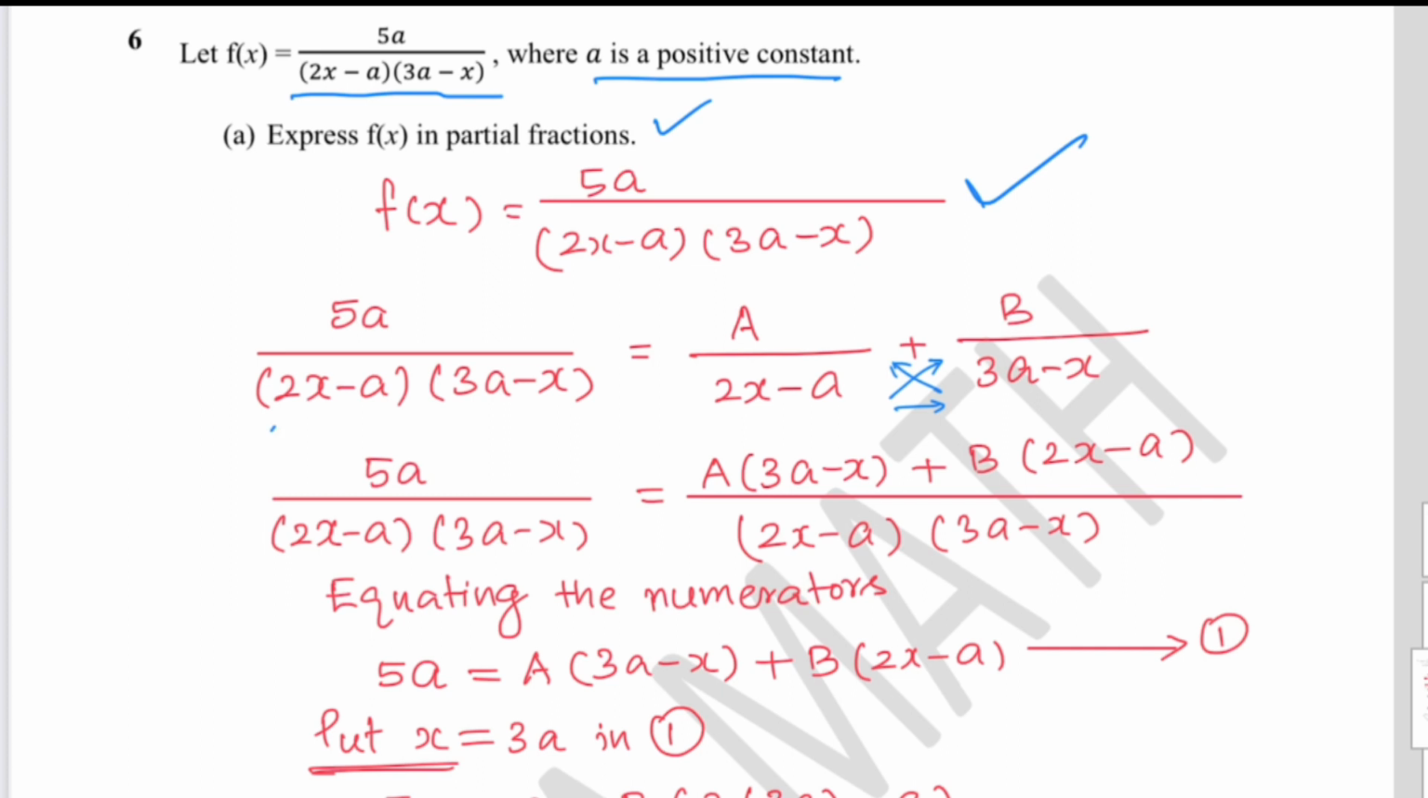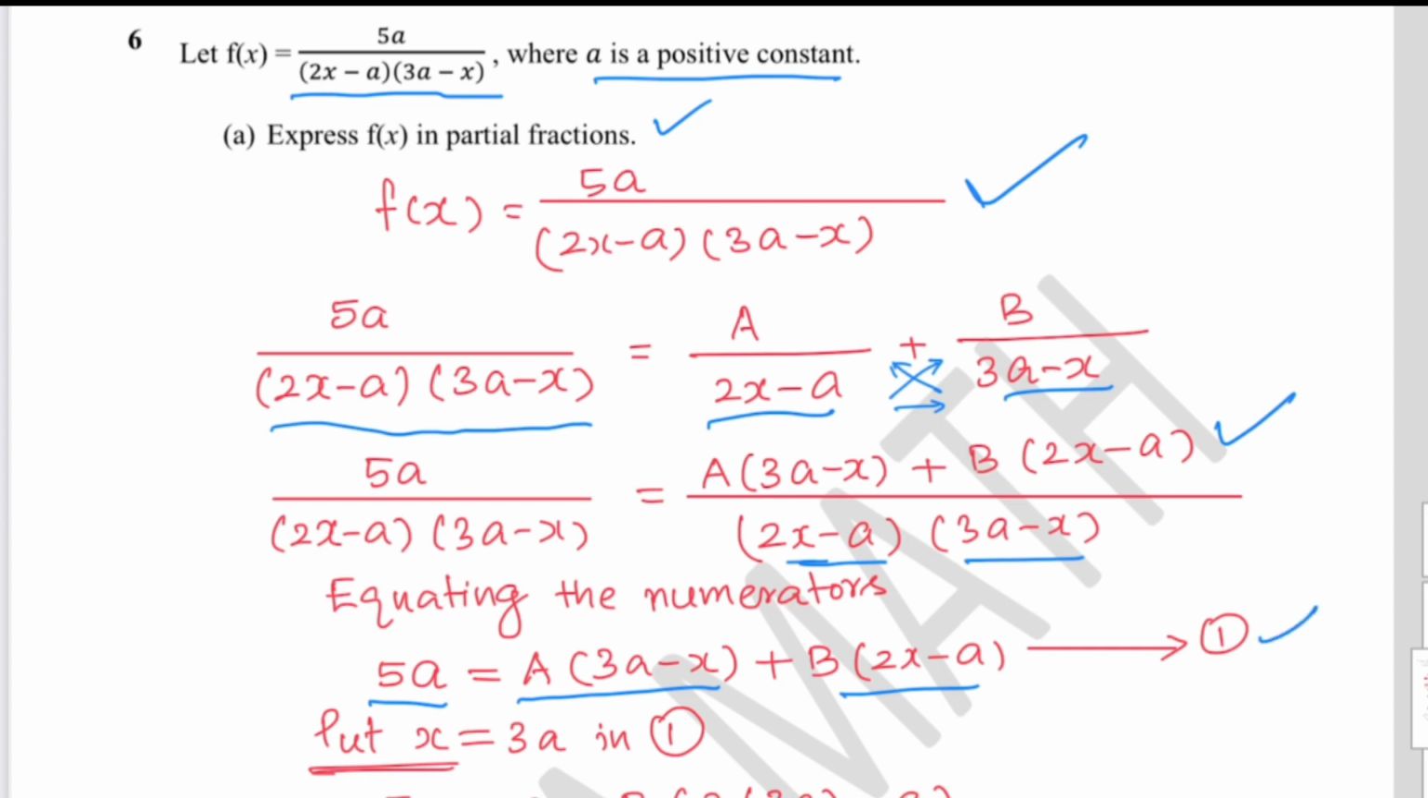5a over 2x minus a times 3a minus x is A over the first factor plus B over the second factor. The right side you can simplify by cross multiplying across the plus sign. So you get A times 3a minus x plus B times 2x minus a over 2x minus a times 3a minus x. Equating the numerators on both sides, you get 5a is equal to A times 3a minus x plus B times 2x minus a. Name this as equation 1. And let's find the values of A and B.